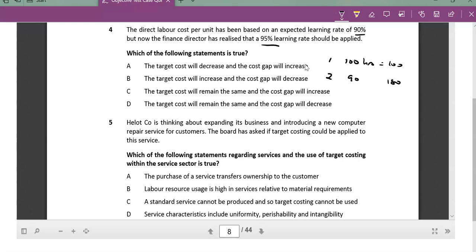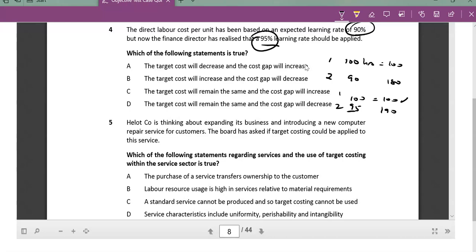What a 95% learning rate is telling you is that the average there is 95, so technically 100, and here technically 190. So it actually took you 90 hours to make the second unit, right? 100 to make the first, 90 to make the second, which is why the average is 95. So when you see this increase, it actually means it's taking you longer to make the second unit, or you're not learning as fast. So the lower the percentage, the faster you're actually learning, right?